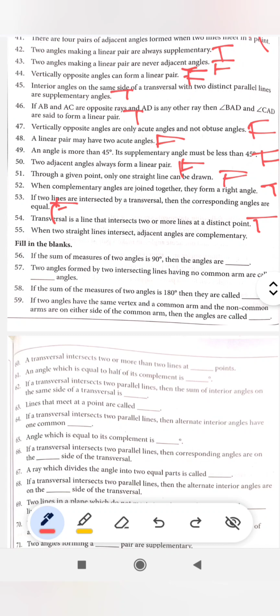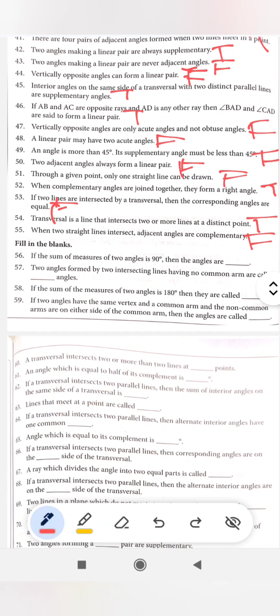When two straight lines intersect, adjacent angles are complementary? No, supplementary. So the statement is also false. So here we have finished our true and false questions. Around 55 questions we have finished.